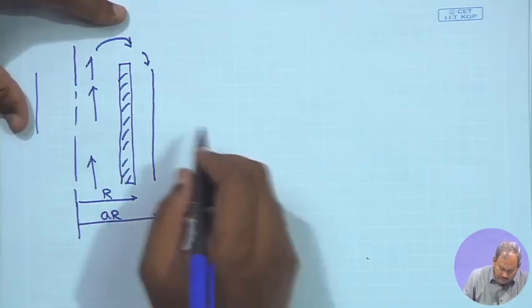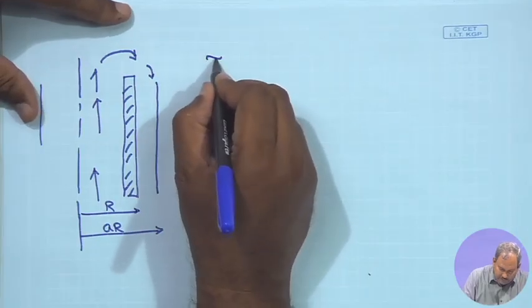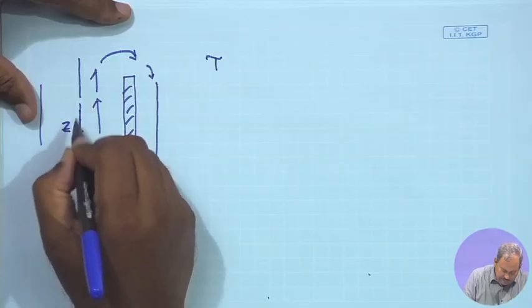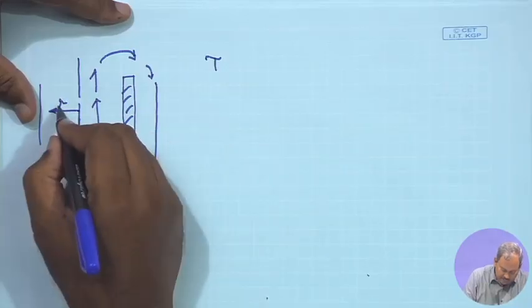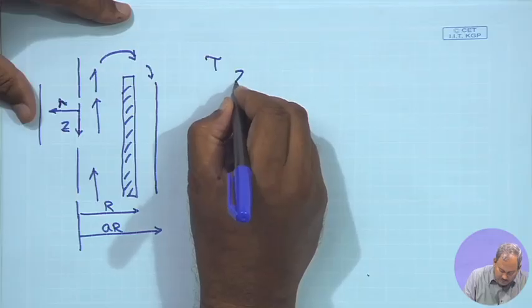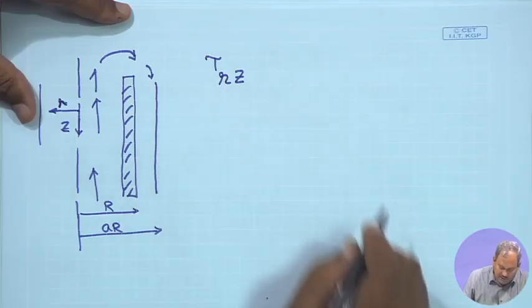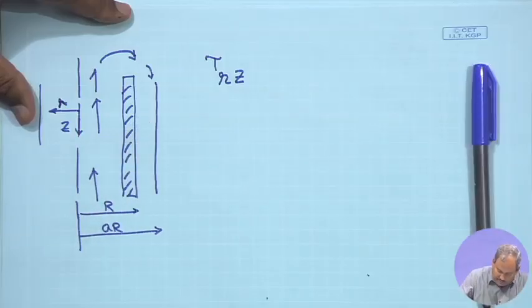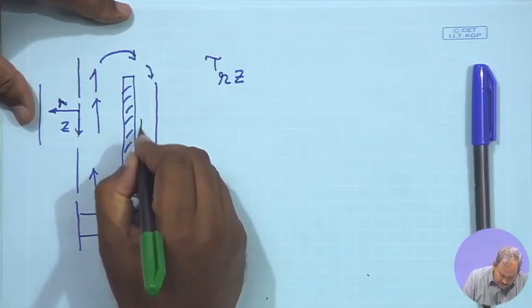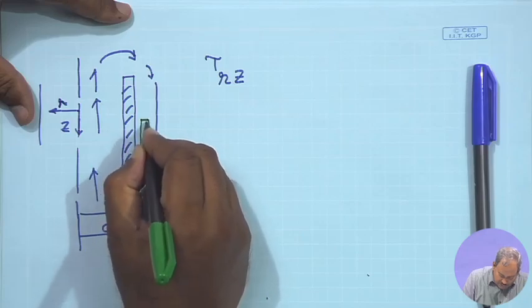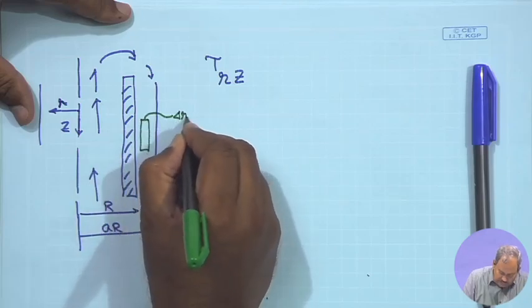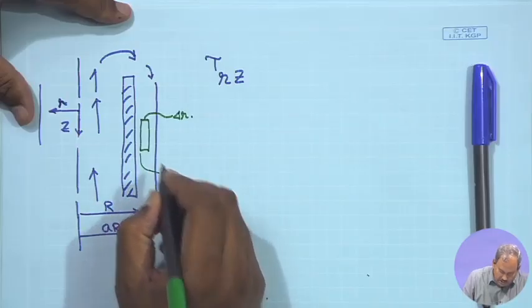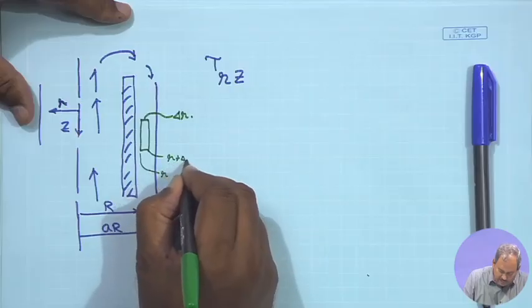Now you first have to find out what is tau, what are the subscripts of tau. If this is your z direction and this is your r direction, then obviously it's the z momentum getting transported in the r direction. So, it is tau r z. So, any shell that you are going to choose must be of thickness delta r. So, here you have at r, here you have at r plus delta r.